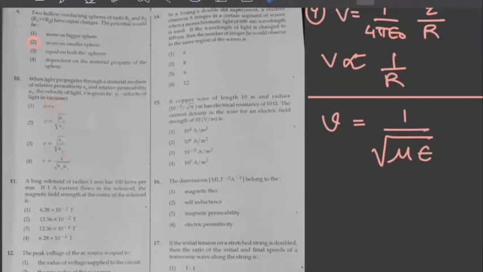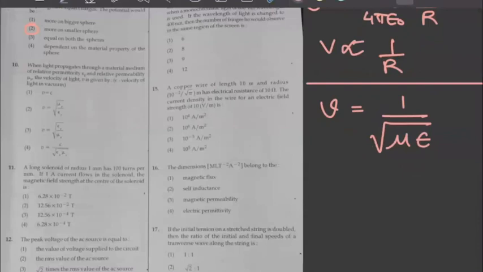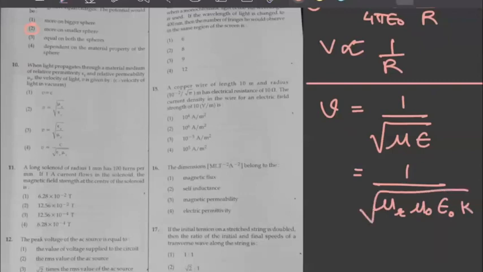So what we could do is we can write mu as mu r into mu naught, epsilon as epsilon naught into k, the dielectric constant. And now this term here, 1 upon root of mu naught epsilon naught, this is c. So I have c upon root of mu r into k. Or sorry, instead of k, they are using epsilon r. Generally we use k, but the symbol they are using in the question is epsilon r. So that's okay. Is there an option like this? Yes, there is this one.